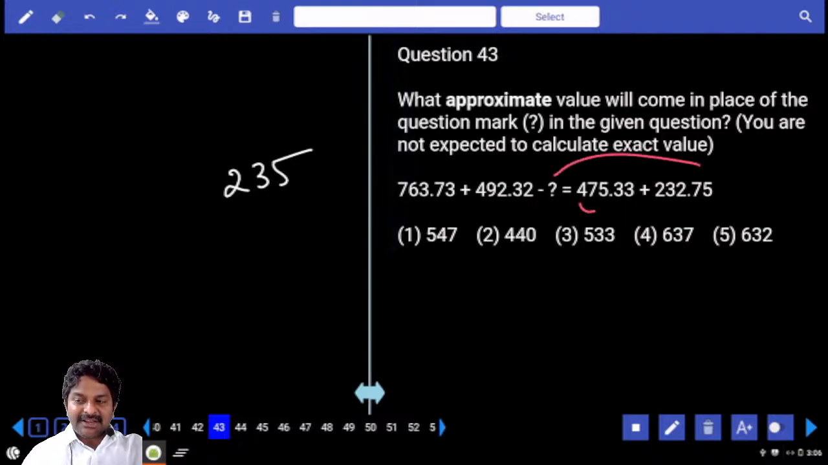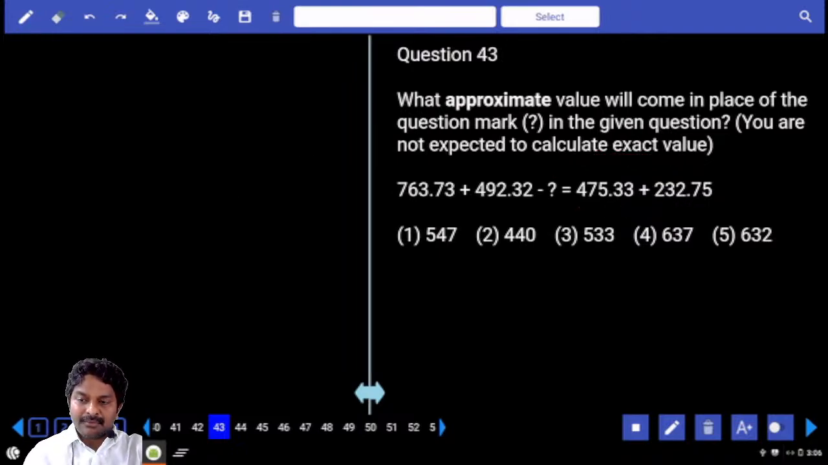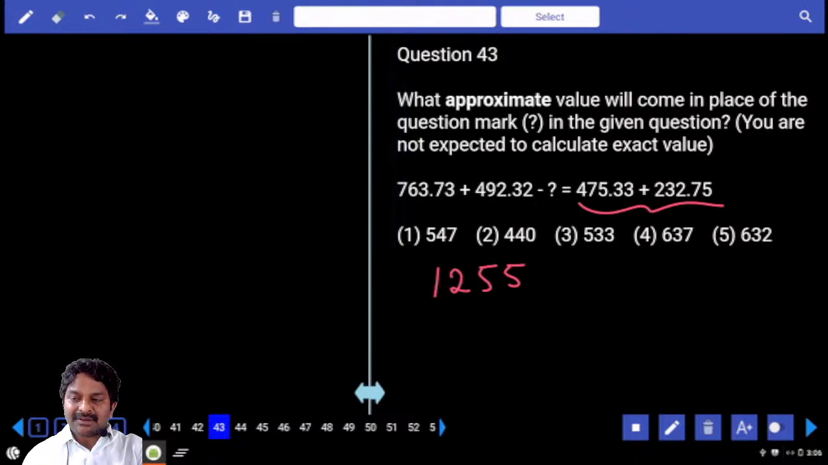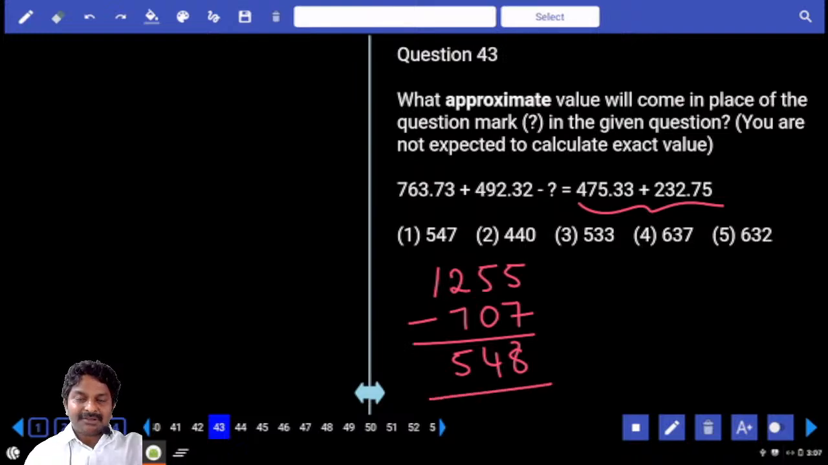Minus x goes to the other side. These two values will come to left hand side. Correct? Come on. Now, when you add these two numbers, how much is that? Forget about decimal. Number after decimal: 5, 5, and then 12. Yes. If these two numbers come to left hand side, they become negative numbers. Minus how much? 707. 548. Approximate first option.